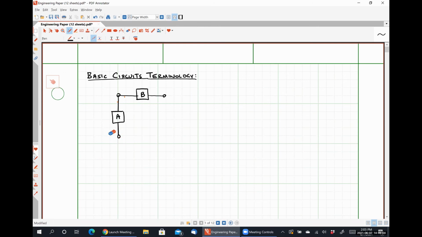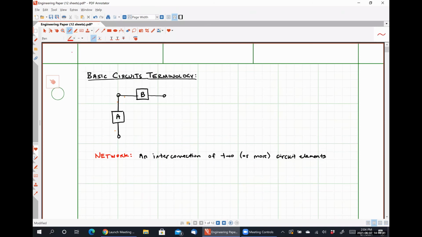Okay. So let me define this. A network is an interconnection of two or more circuit elements.